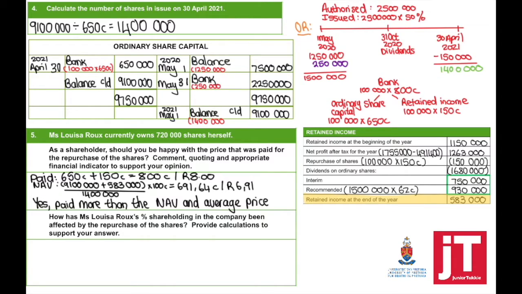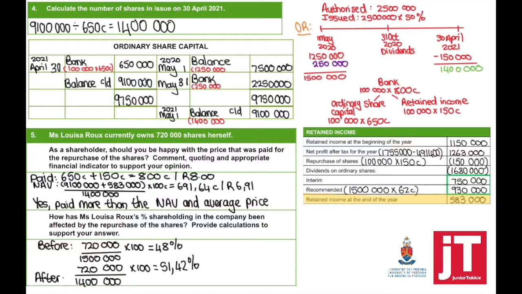But now looking at how has this affected the percentage shareholding in the company when they decided to repurchase? To find this out, we first need to find out what was her shareholding before the repurchase of shares and then after, to see how it affected. So before, if she owned 720,000 shares, we have to divide it by 1.5 million before the buying back of shares. This means she had a 48% percentage shareholding. After the repurchase, we now need to divide it by 1.4 million. This means now she has 51.42%. So this now made her the majority shareholder of the company.